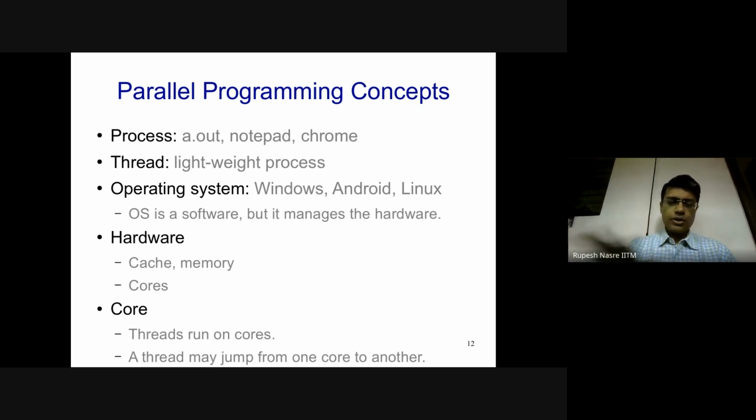And you can ignore that last statement. It's unnecessarily confusing, but just briefly to mention that a thread might not completely execute on one core. It's possible that part of the thread might execute on one core, and then the remaining part might execute on another core, and so on. Therefore, I'm calling it that a software thread may jump from one core to another. That depends upon how the scheduling of the threads happens.